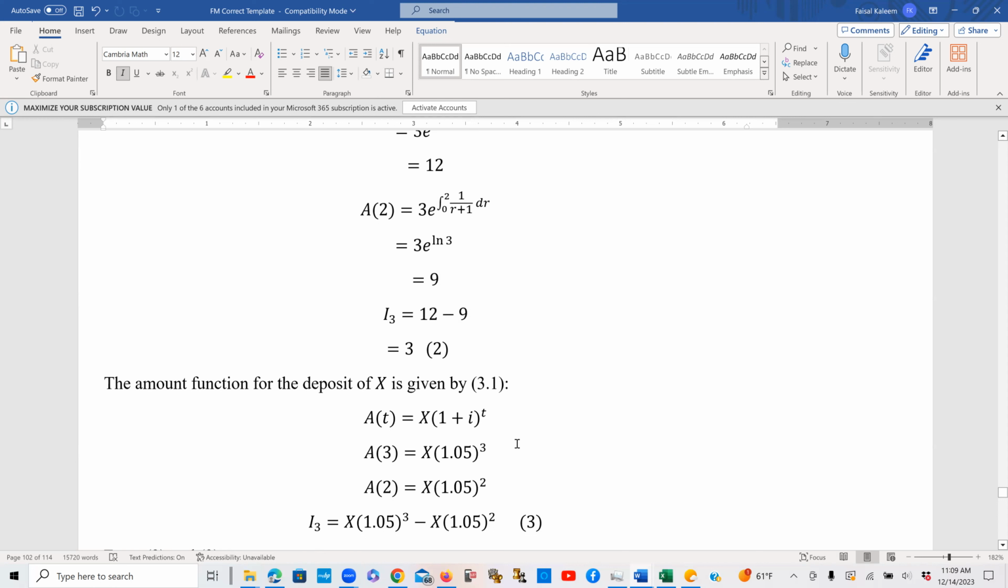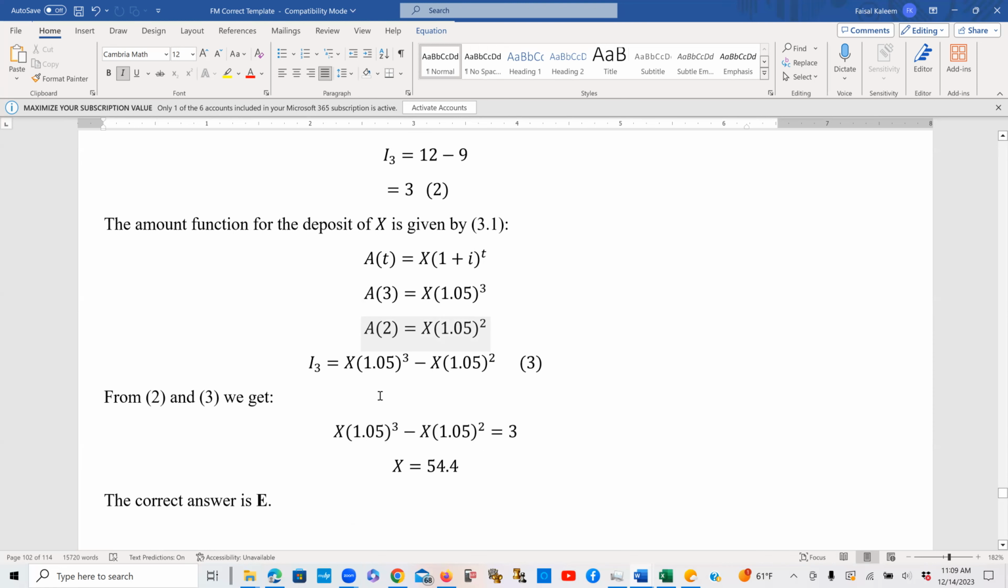So the amount function for the deposit of X: X undergoes annual effective interest rate of 5%. So we have the basic amount equation, X times 1 plus i power t. So amount at 3 will be X times 1 plus 0.05 power 3. Amount at 2 will be X times 1.05 power 2. We subtract the 2 to get the interest in the third year. So you get X times 1.05 power 3 minus X times 1.05 power 2.